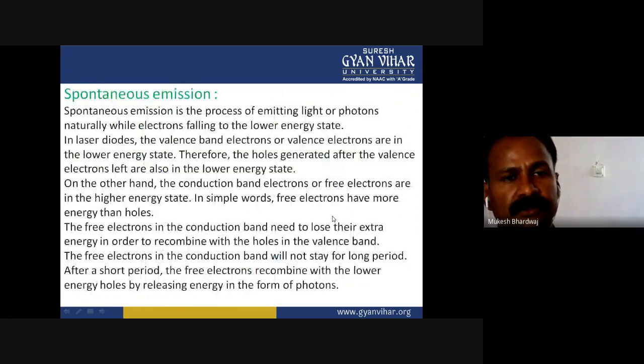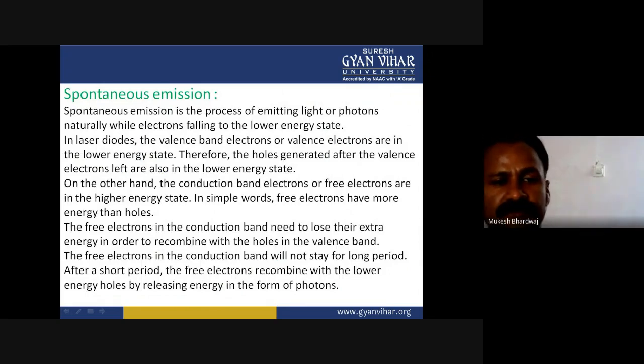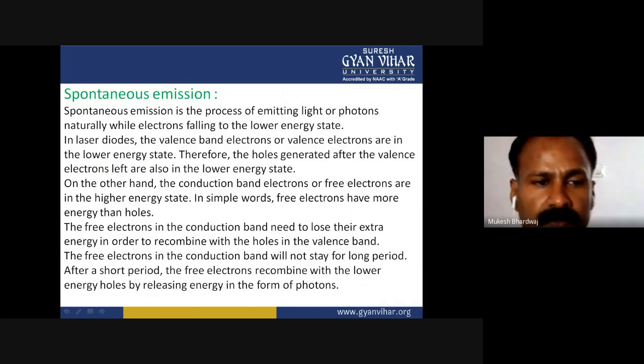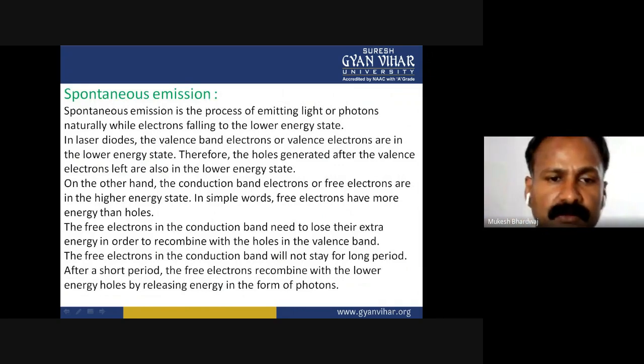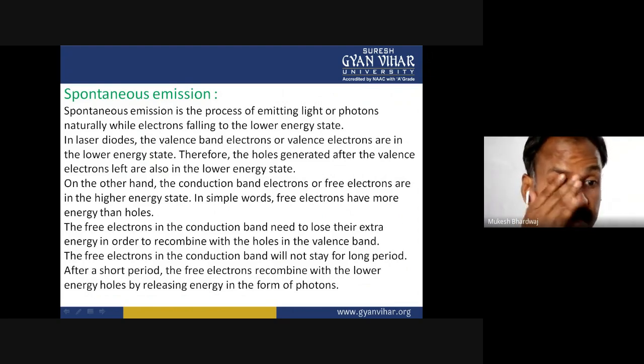Now let's discuss spontaneous emission. Spontaneous emission is the process of emitting light or photons naturally while electrons fall to the lower energy state. In a laser diode, the valence band electrons are in the lower energy state. Therefore, the holes generated after the valence electrons left are also in the lower energy state. On the other hand, the conduction band electrons or free electrons are in the higher energy state. In simple words, the free electrons have more energy than holes.